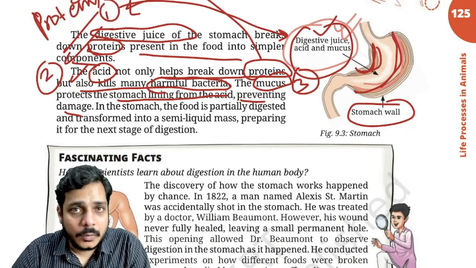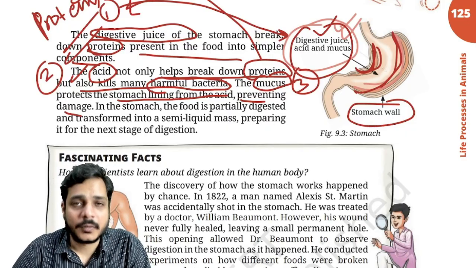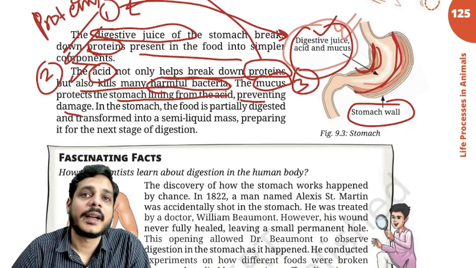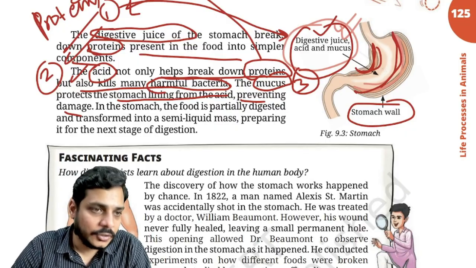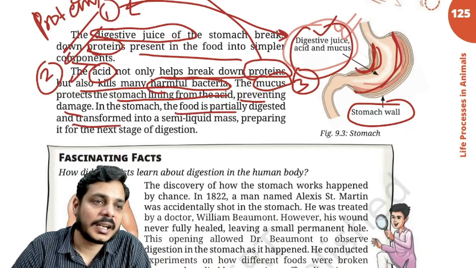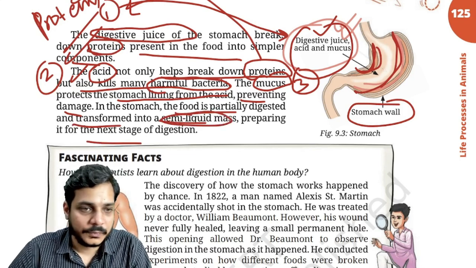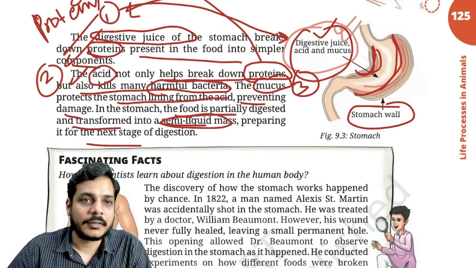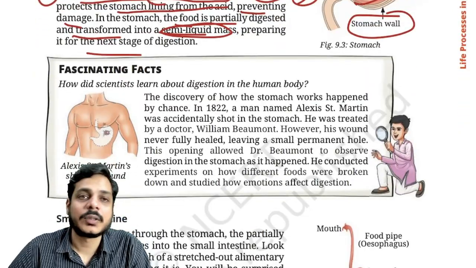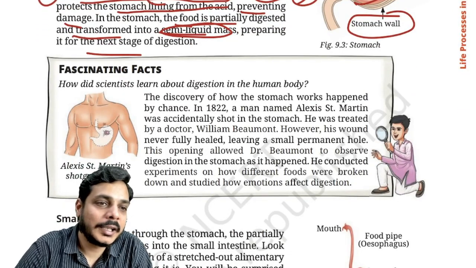All right. Along with that, there is a function provided by the acid. That means it provides for breakdown of proteins. So in the stomach, food is partially digested and transformed into a semi-liquid mass for the next stage of digestion. The fascinating fact is that the process of digestion was discovered in 1822.